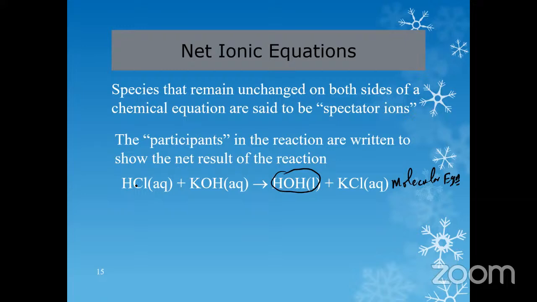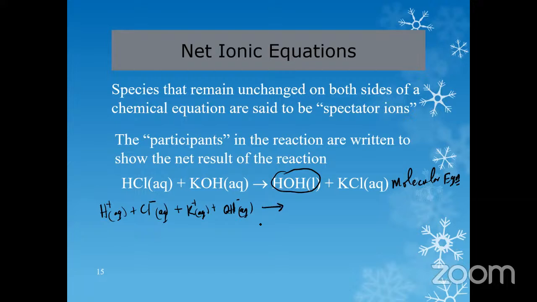Now, in the case of HCl, it's a strong acid. So when that dissociates, it's going to form H plus aqueous and Cl minus aqueous, right? So that's what happens in the case of HCl. It will undergo complete dissociation to form H plus aqueous and Cl minus aqueous. The same is true for the potassium hydroxide. It's a strong base. So when that dissociates, it forms K plus aqueous plus OH minus aqueous, all right? So that's what happens in the case of potassium hydroxide.